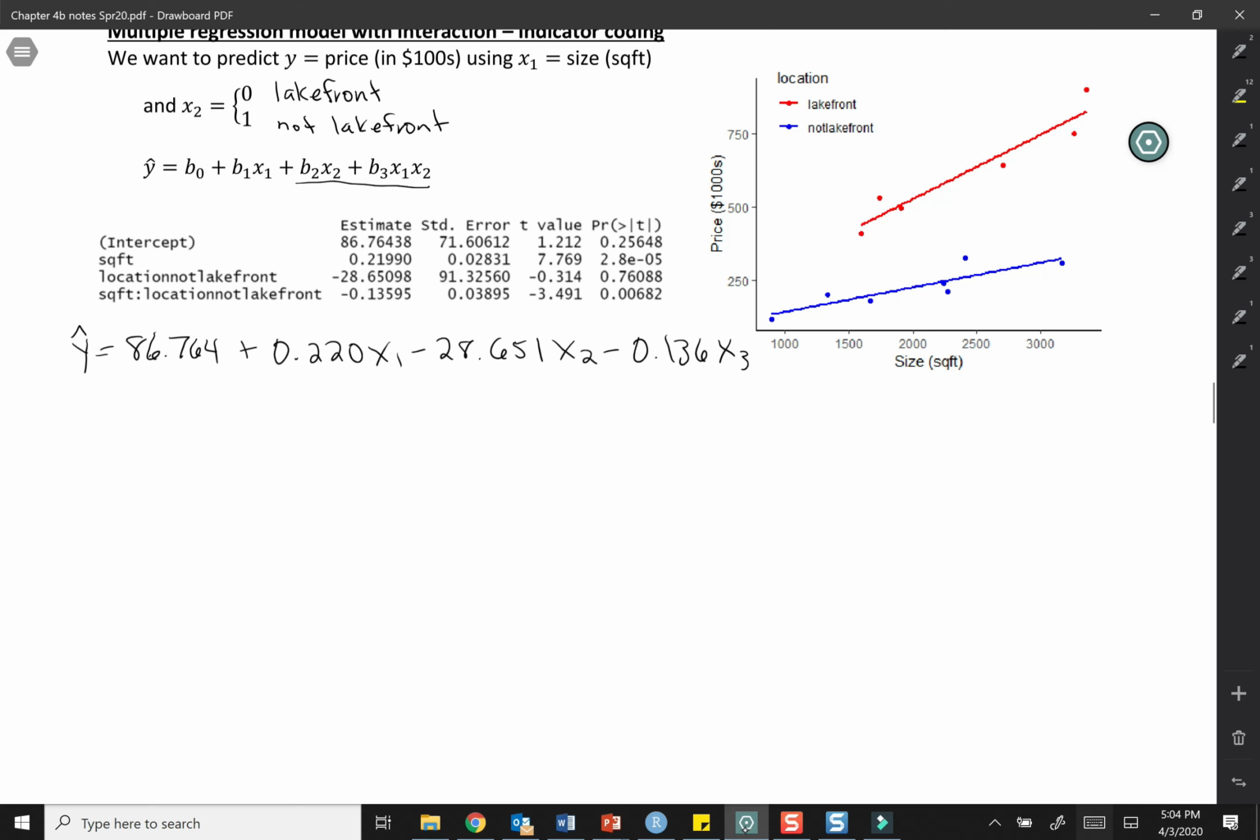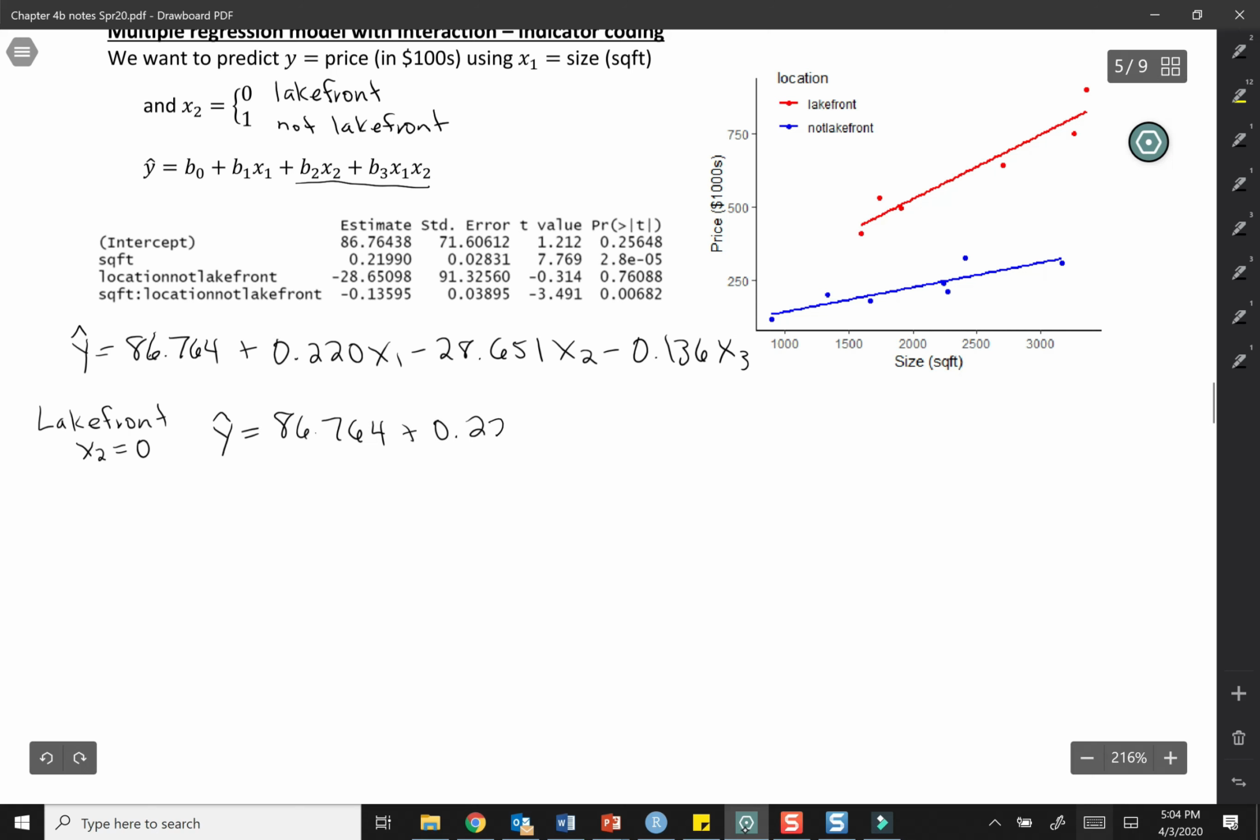Okay, so let's start with the lakefront houses. That's the easiest because that's the baseline group. So that's where you're going to plug in x2 equals 0. So when you plug in x2 equals 0, this part of the equation just goes away, right? So you're just left with the intercept and the slope that are given there. So for lakefront houses, it would just be 86.764, that's the intercept, plus 0.220 times x1, which is our size variable.